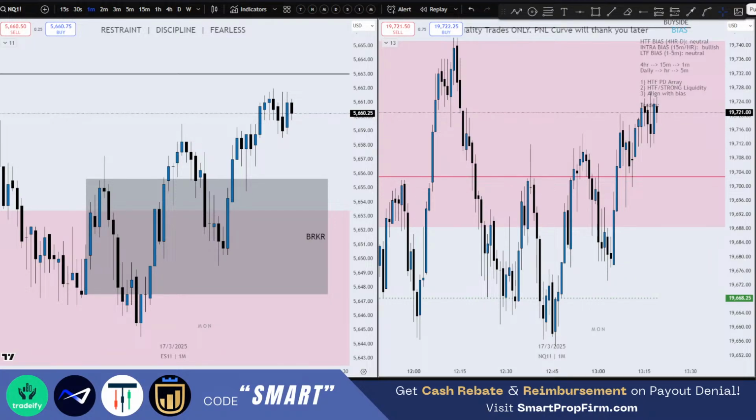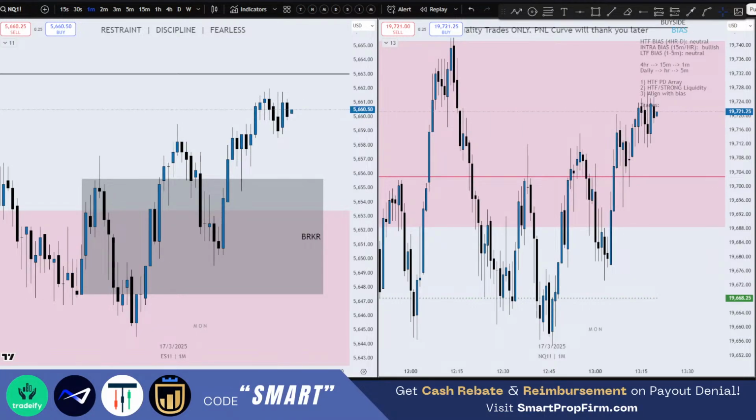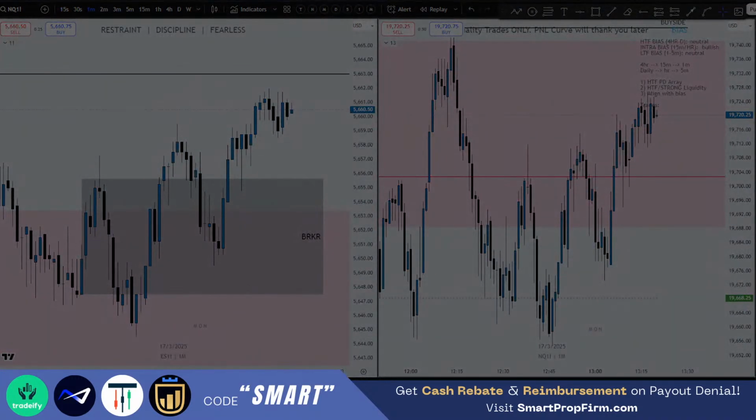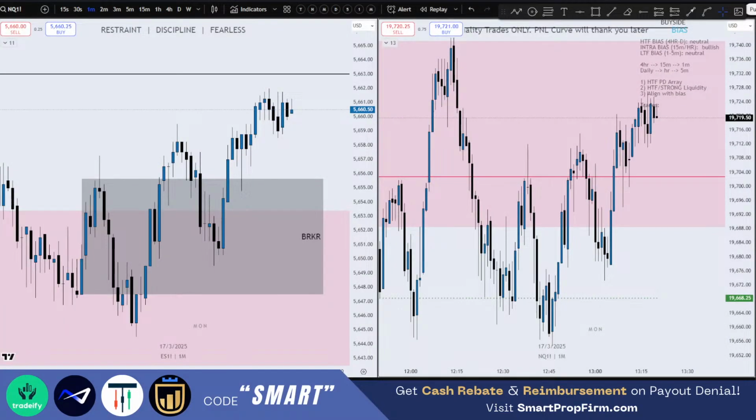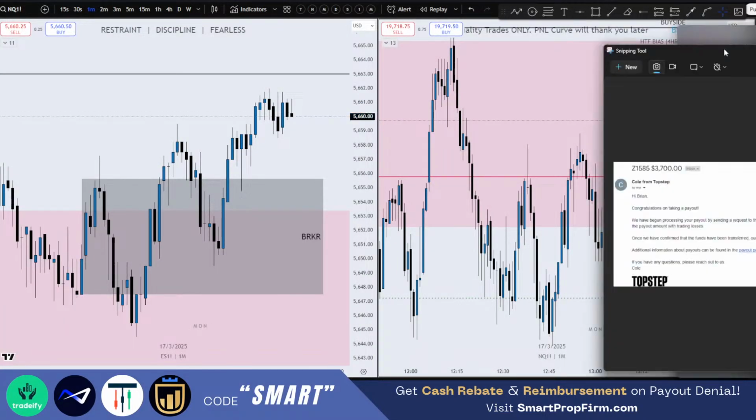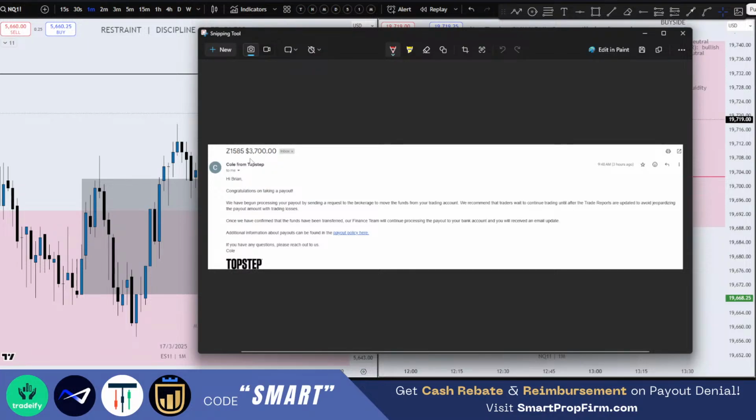Something good that Top Step's doing now for Top Step Live is they sent me an email saying we received your payout, but we're still processing it. It was a payout for the Top Step Live. This is my third one, I think. So I have 15 trading days that are green right now.